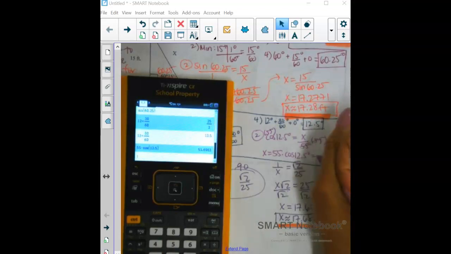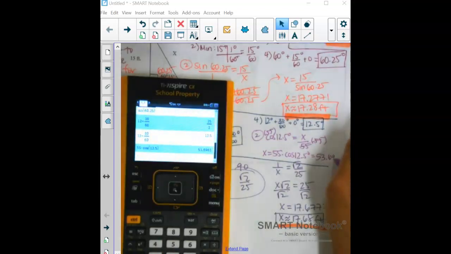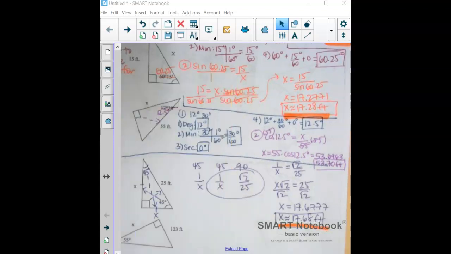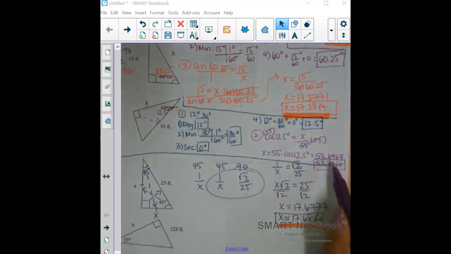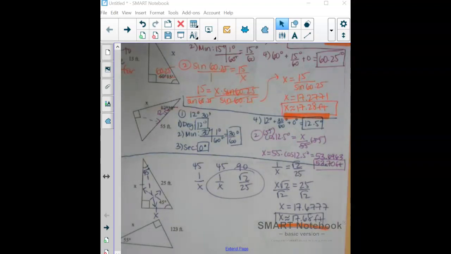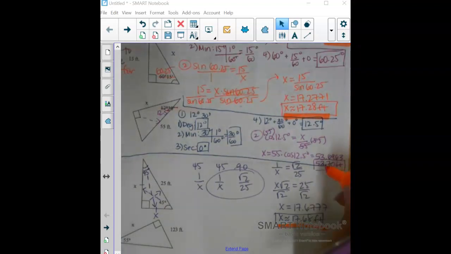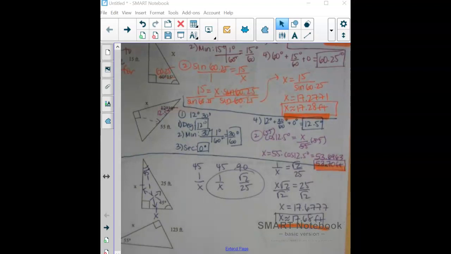So we're going to make this 53.6963. I can round that to about 53.70, and that's in feet. Make sure when you are rounding that, especially since this one was 69.6, I'm going to round up. So make sure that you put that 0.70 as your decimal. So 0.70.